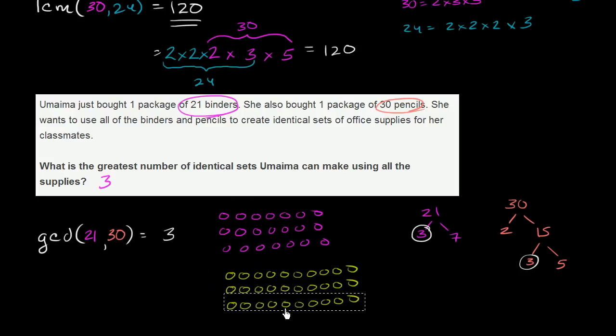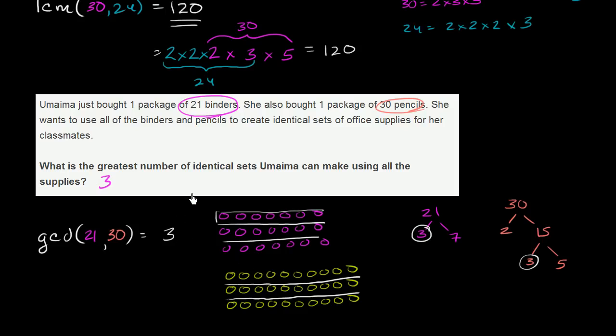That is 30. Now, we figured out that 3 is the largest number that divides into both of these evenly. So I can divide both of these into groups of 3. For the binders, I can do it into 3 groups of 7. And for the pencils, I could do it into 3 groups of 10. So if there's 3 people coming into this classroom, I could give them each 7 binders and 10 pencils. That's the greatest number of identical sets Umama can make. I would have 3 sets. Each set would have 7 binders and 10 pencils.